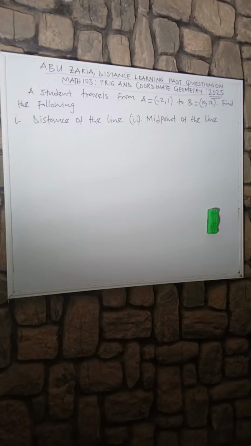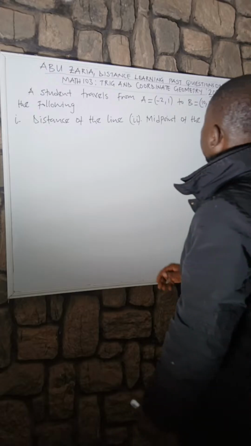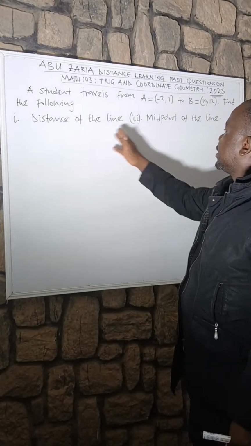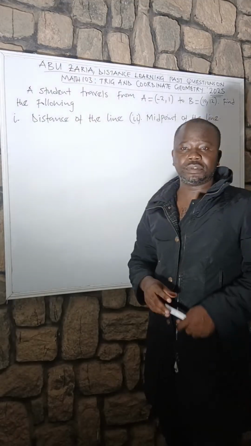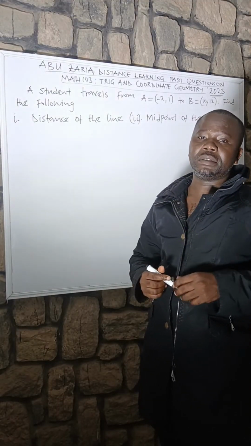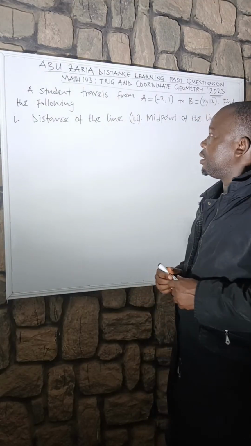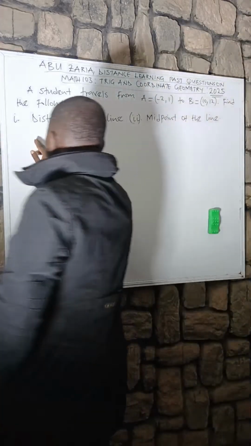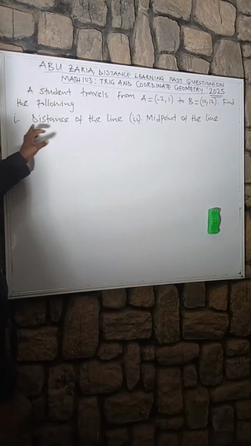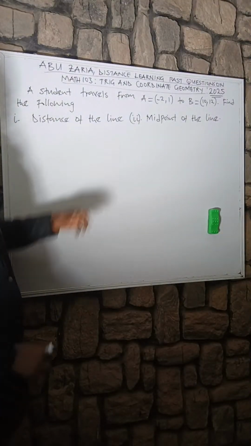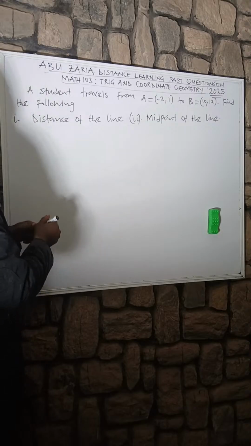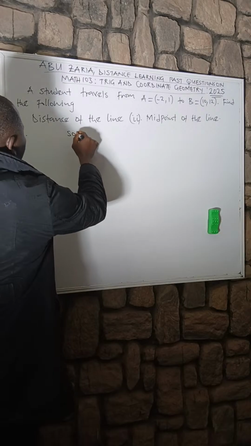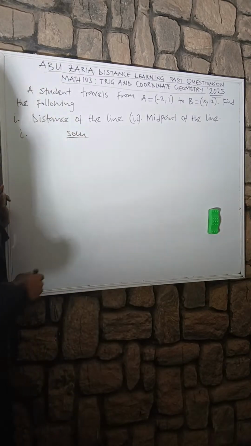So tonight I'll look at this and this, then we move to consider more questions. Is that clear? When you come across questions like this, here we have the distance of the line. It's as simple as ABC. At first, let's consider I. Let us write the solution.